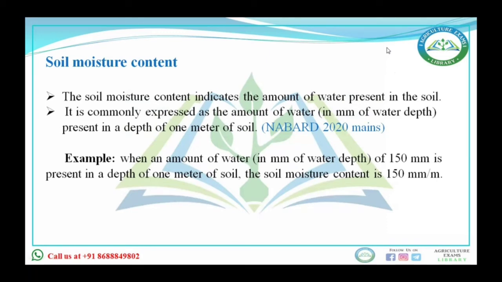This question was asked in NABARD 2020 mains. What is the meaning of this? When an amount of water of 150 mm is present in a depth of 1 meter of soil, the soil moisture content is 150 mm per meter.